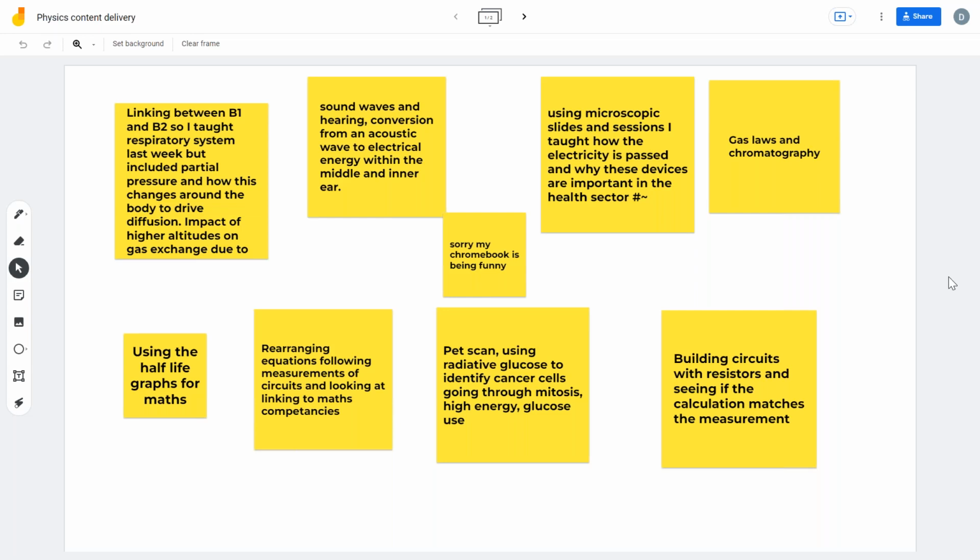Yep. Sound waves and hearing, acoustic wave to electrical energy within the middle and inner ear. Excellent. Rearranging equations, following measurements of circuits and looking at linking to maths competencies. Okay, so do some circuit measurements and changing around equations.